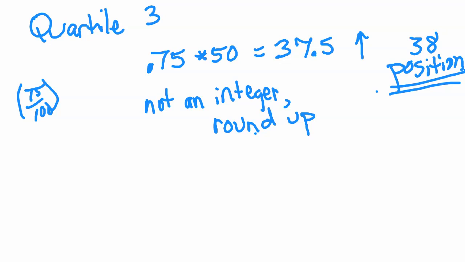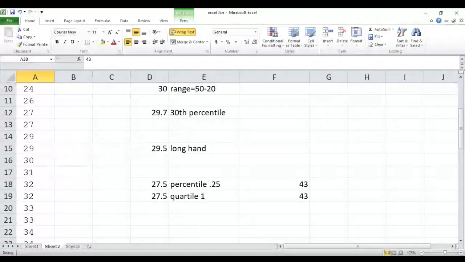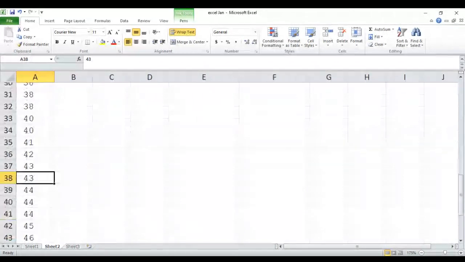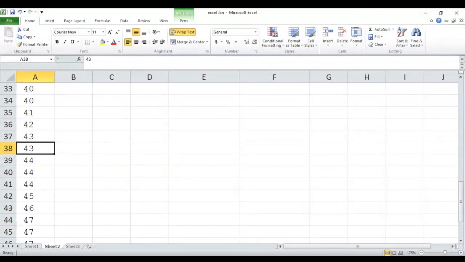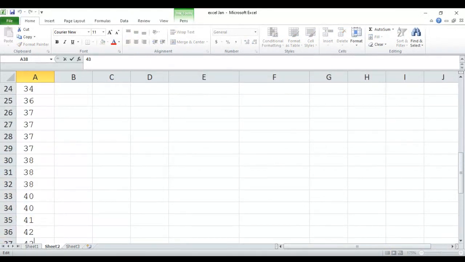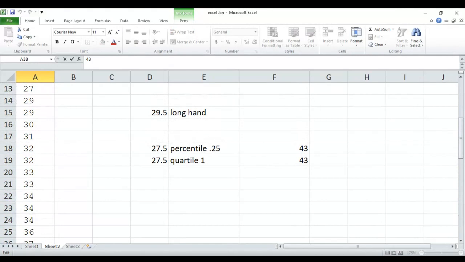So let's go look at Excel. And position number 38, let's look. 38 is 43. So it's the same answer right here. It's the same answer that we got when we used Excel. We got 43 for quartile 3, 75%, 0.75.